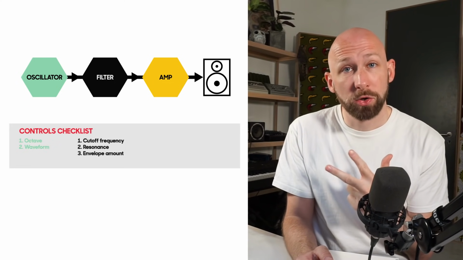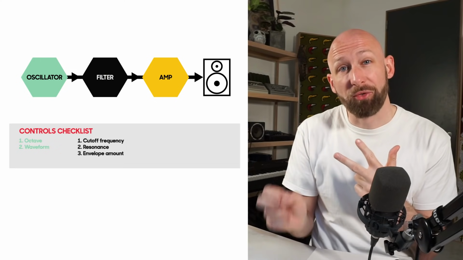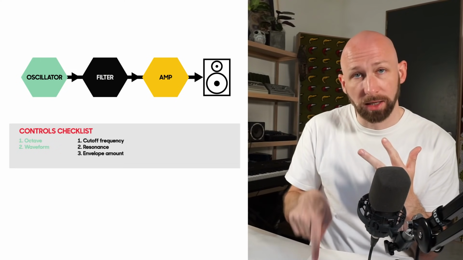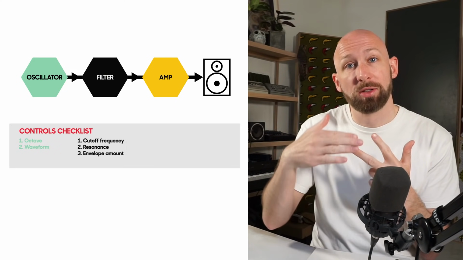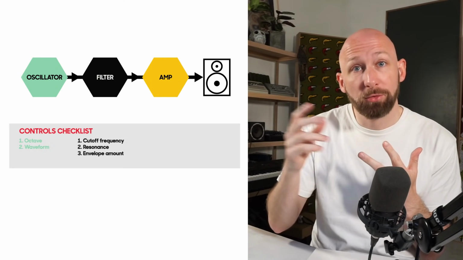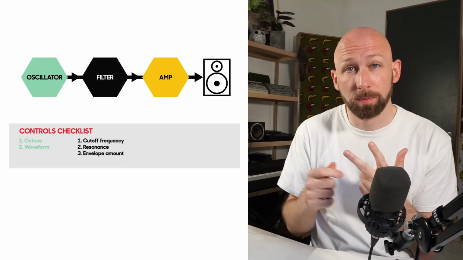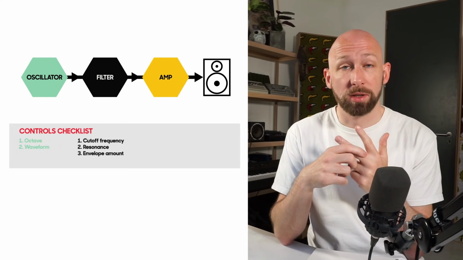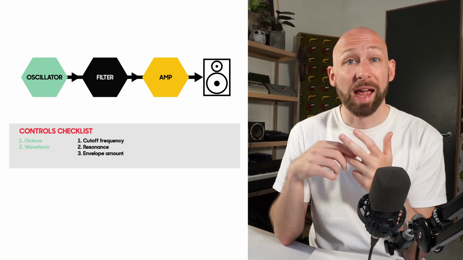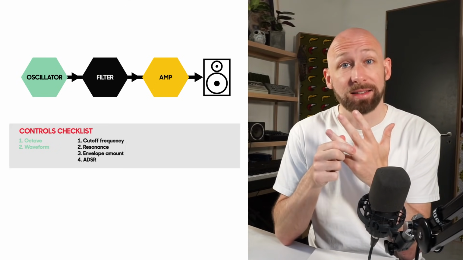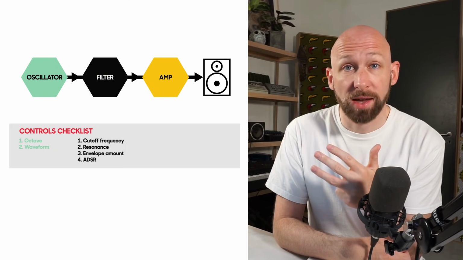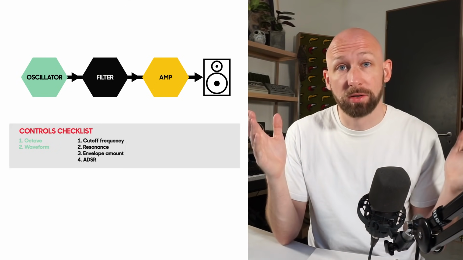Then how much does the envelope affect the filter? Whenever you hit the key on the keyboard, how much does the filter open and close influenced by the envelope? So that's usually just described as an envelope amount. And then you find the envelope that's affecting the filter and you look at the ADSR of that, the attack, decay, sustain, release. If you got that, your filter's done. We can move on to the next thing.